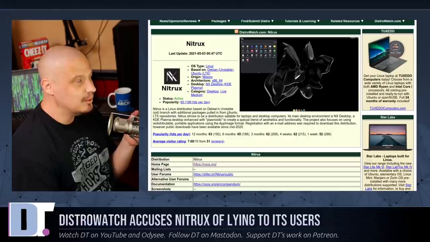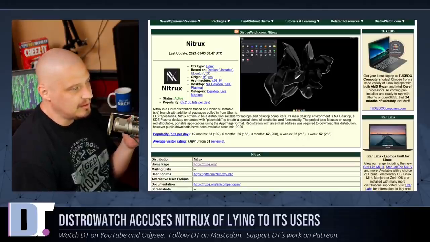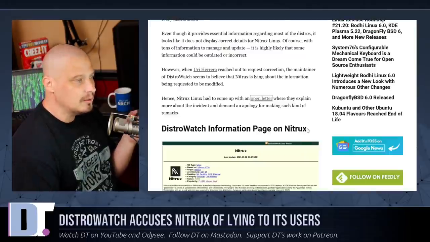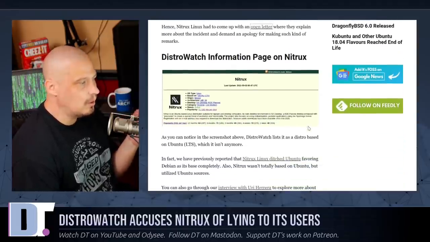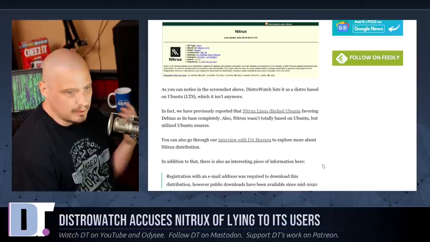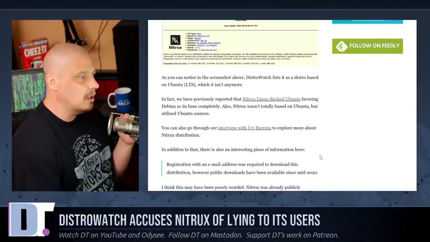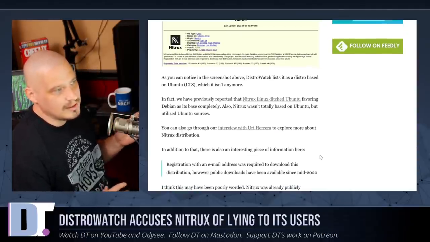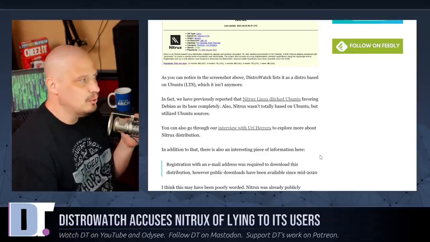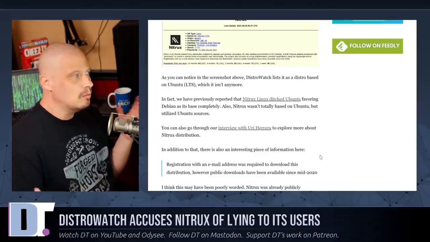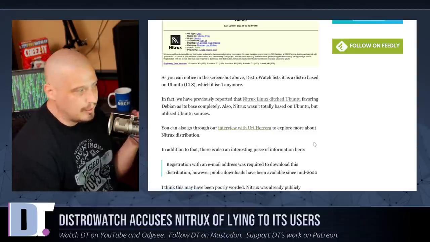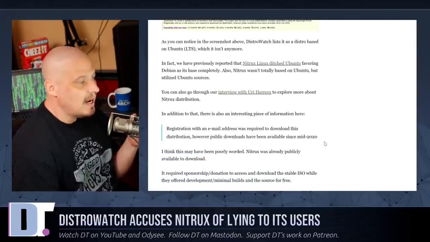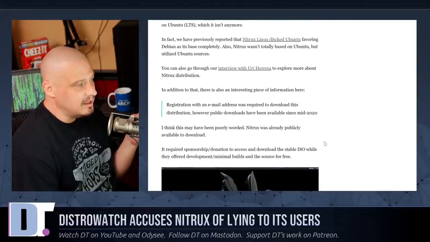So he saw the DistroWatch page about Nitrux being based on Debian and Ubuntu. So he reached out to DistroWatch and said, hey, that's not factual. We're actually just basing off of Debian. We don't actually base off Ubuntu. They build their ISOs with some tools from Ubuntu, but they don't actually pull packages from Ubuntu or anything like that. So he tried to correct that misinformation there, and they basically ignored him.